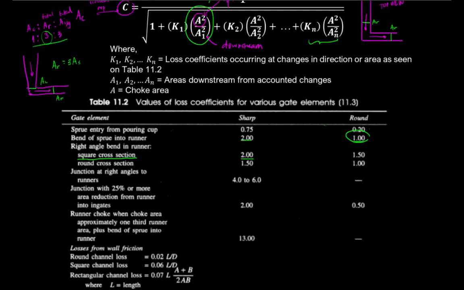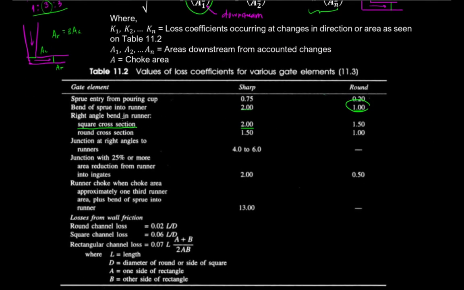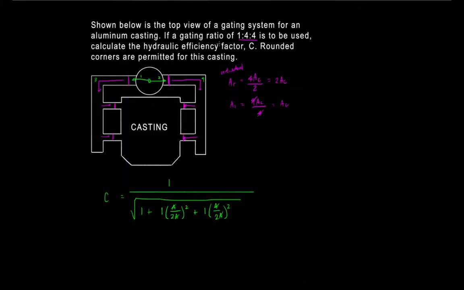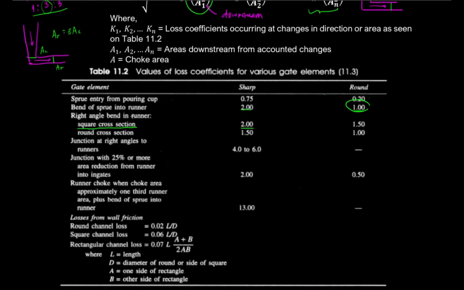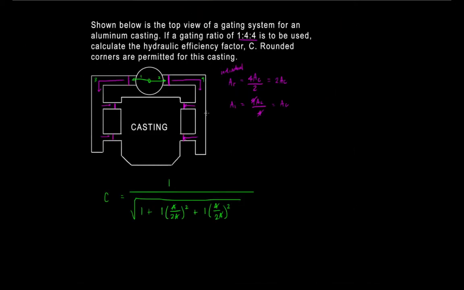So let's consult our table again. If you look at the table, a right angle bend in the runner, and the problem does not state what type of gating system we are using. So let's just assume that we are using a square cross-sectional area. So assuming that this is a square cross-sectional area, a right angle bend in the runner for a rounded corner. Again, the system allows rounded corners. Therefore, we use 1.5.